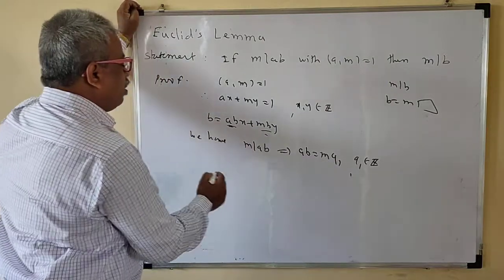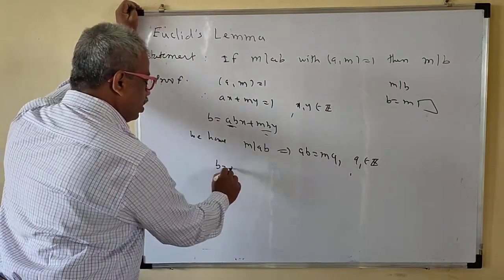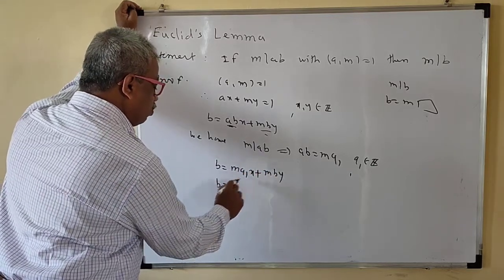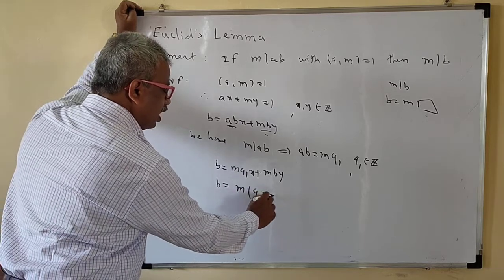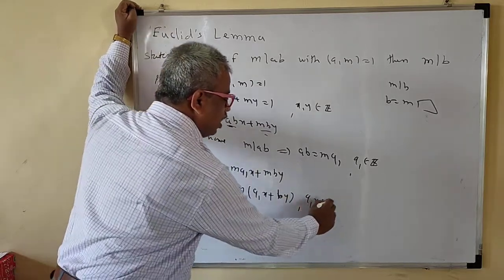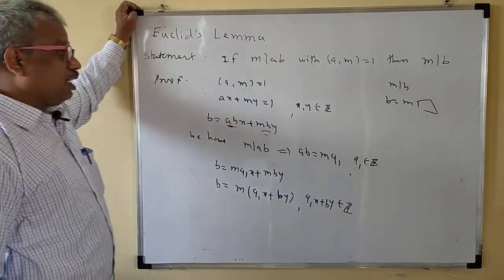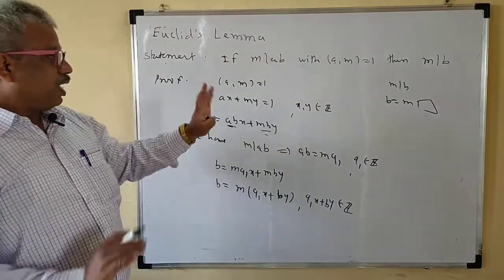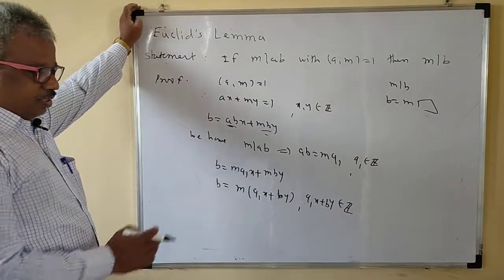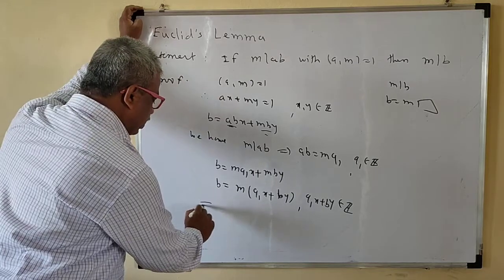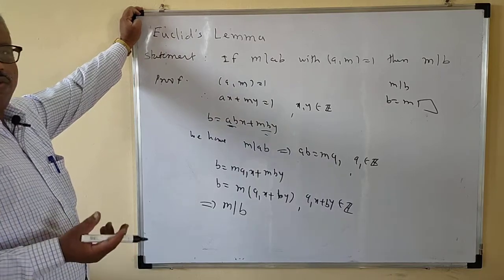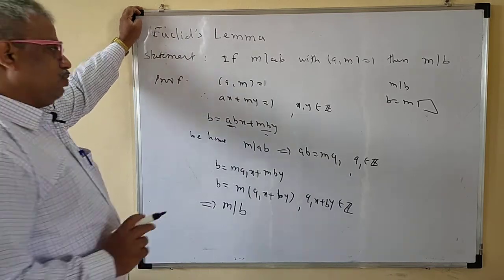Now AB is equal to M Q1. So I put that in: B is equal to M Q1 X plus MBY. Then B is equal to M times Q1 X plus BY, taking M common. Now Q1 X plus BY is an integer, because X and Y are integers, A and B are also integers, and Q1 is also an integer. A linear combination of integers is also an integer. So this implies that M divides B. So we are through. Only with the help of the definition we have proved this one. Very simple.